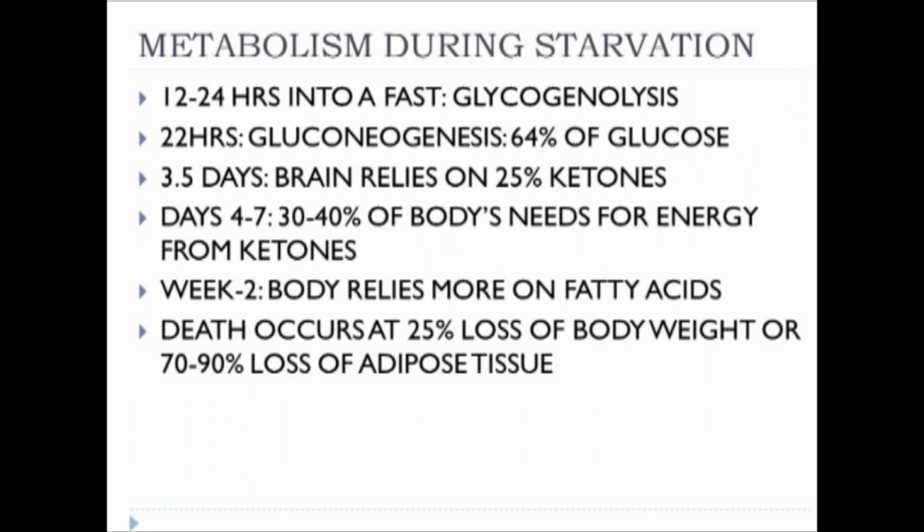At about 3.5 days, the brain starts to rely on ketones, or ketone bodies, for roughly 25% of its energy. Days 4 to 7, 30 to 40% of the body's energy needs are coming from ketones. And by week 2, it's relying more and more on the fatty acids and on the derivatives of ketones that are being broken down. At this stage, the body is using proportionally more fat specifically, remembering here that ketones are incompletely metabolized fat. Then death occurs when roughly 25% of the body weight has been lost, or when there's a 70 to 90% loss of adipose tissue.